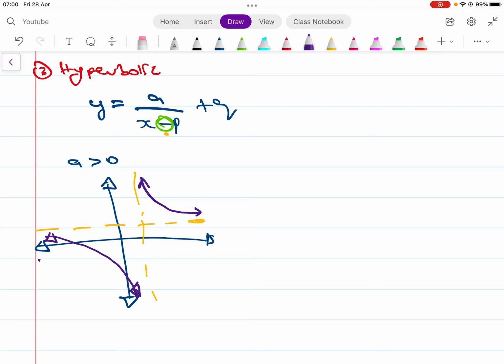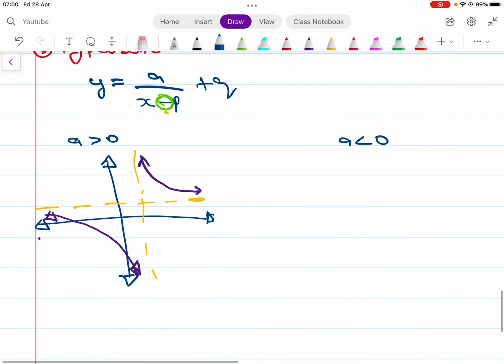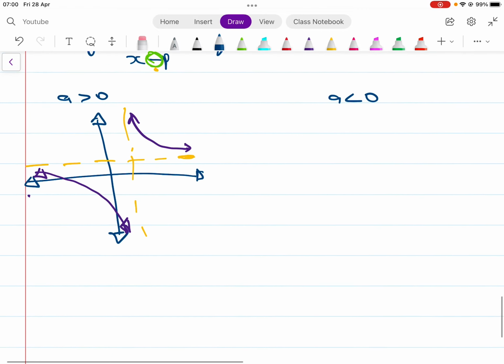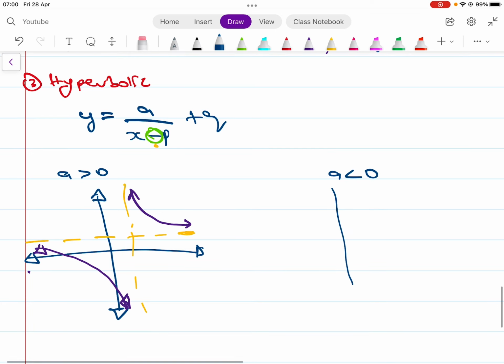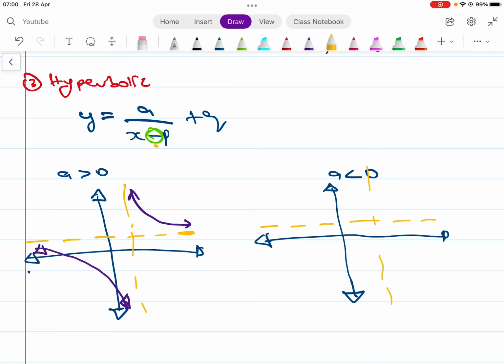And then if your a happens to be less than 0, what is happening now is that your graph is no longer in the first and the third quadrant, but it is actually in the second as well as the fourth quadrant, just like this and like this. That's basically what you need to take from here.